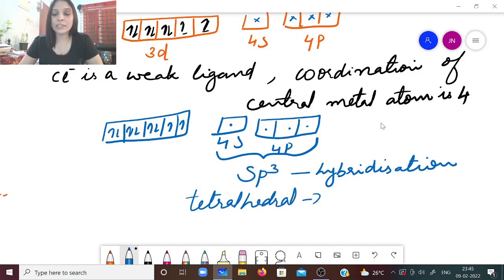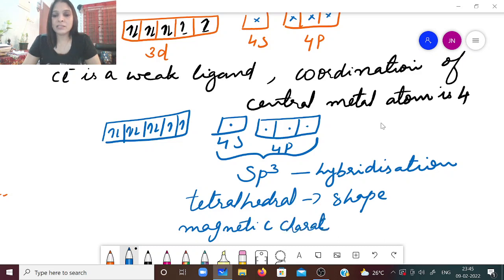Then what is the next question? Whether it is an inner or outer orbital complex. As d orbitals are not involved, there is no question of inner or outer orbital. Those who have not seen the last video, please see that and come back. Then only you will understand all this. Then the next question is magnetic character. What is the magnetic character? In the last video I explained what the magnetic character is.